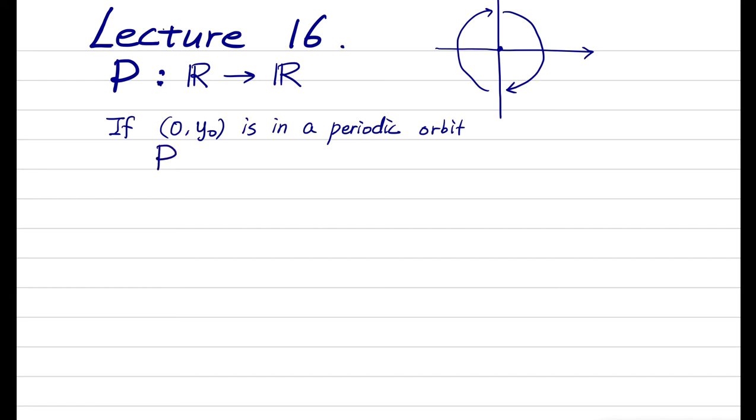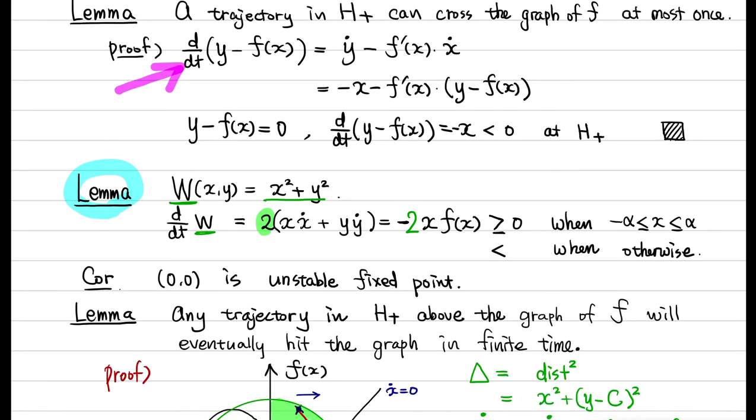In this case, it's exactly the symmetric point. So the map maps y naught to minus y naught. That's characterizing the periodic orbit. Let's recall the previous lemma, from the previous class, about the big W.